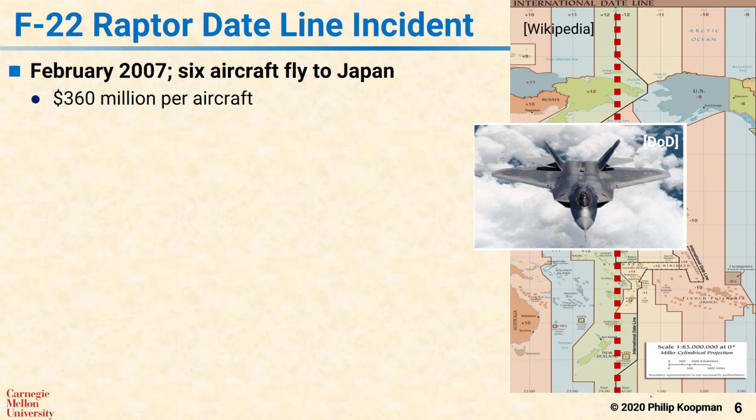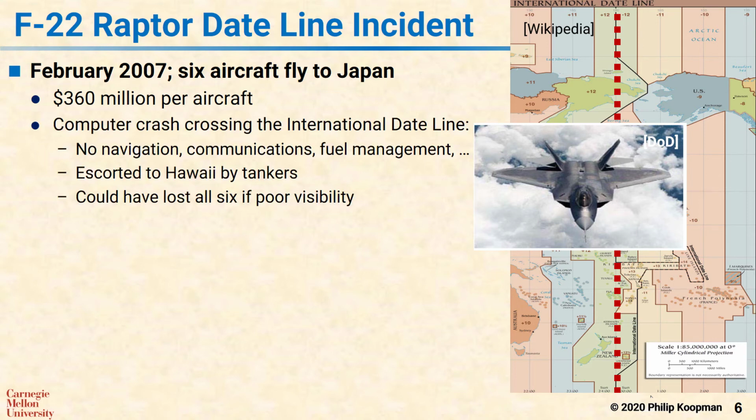Fortunately, they had some tankers with them because when they crossed the dateline, the computers crashed. The planes had crashed computers, they had no navigation, they had no communications, they had no fuel management. The only thing that was still working was the fly-by-wire system. So they were able to fly, but they couldn't communicate, they couldn't do anything else. They were able to visually follow the tankers back to Hawaii, and they got lucky. They were able to have enough fuel that they could land. If there had been poor visibility or something had gone wrong, the pilots would have had to eject and they could have lost all 6 aircraft.